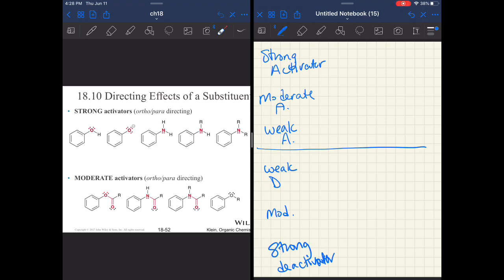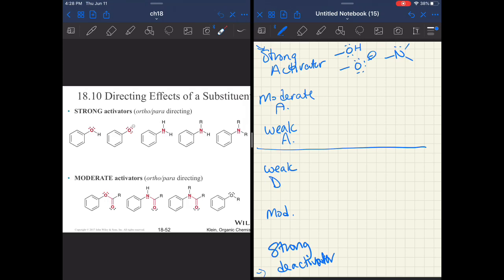So if we have something in this list, benzene rings with substituents at the top, those reactions are going to go the fastest. At the bottom, they're going to go the slowest. Now, what constitutes a strong activator? You should assume these are all attached to benzene rings. But alcohols, anything with a negative charge on it, because that can definitely donate electron density, and anything with nitrogen. It could be a primary, secondary, or tertiary amine. These are all strong activators.